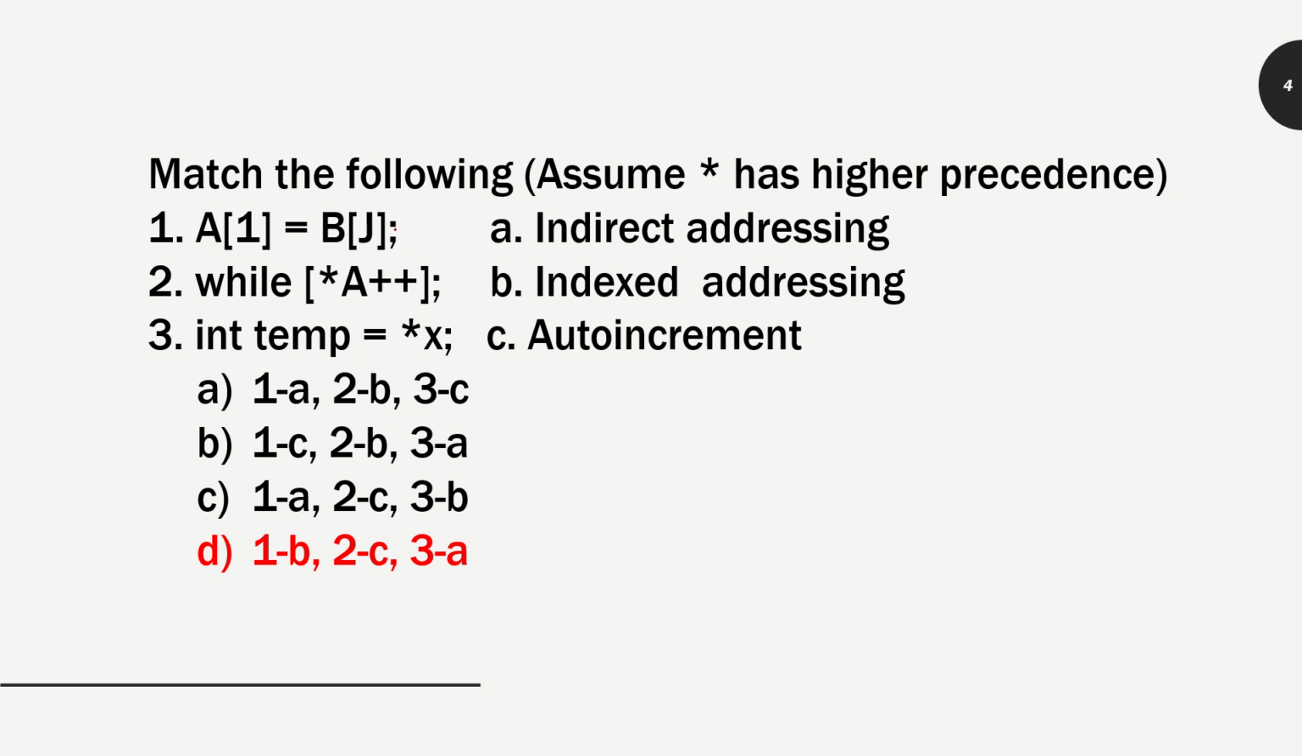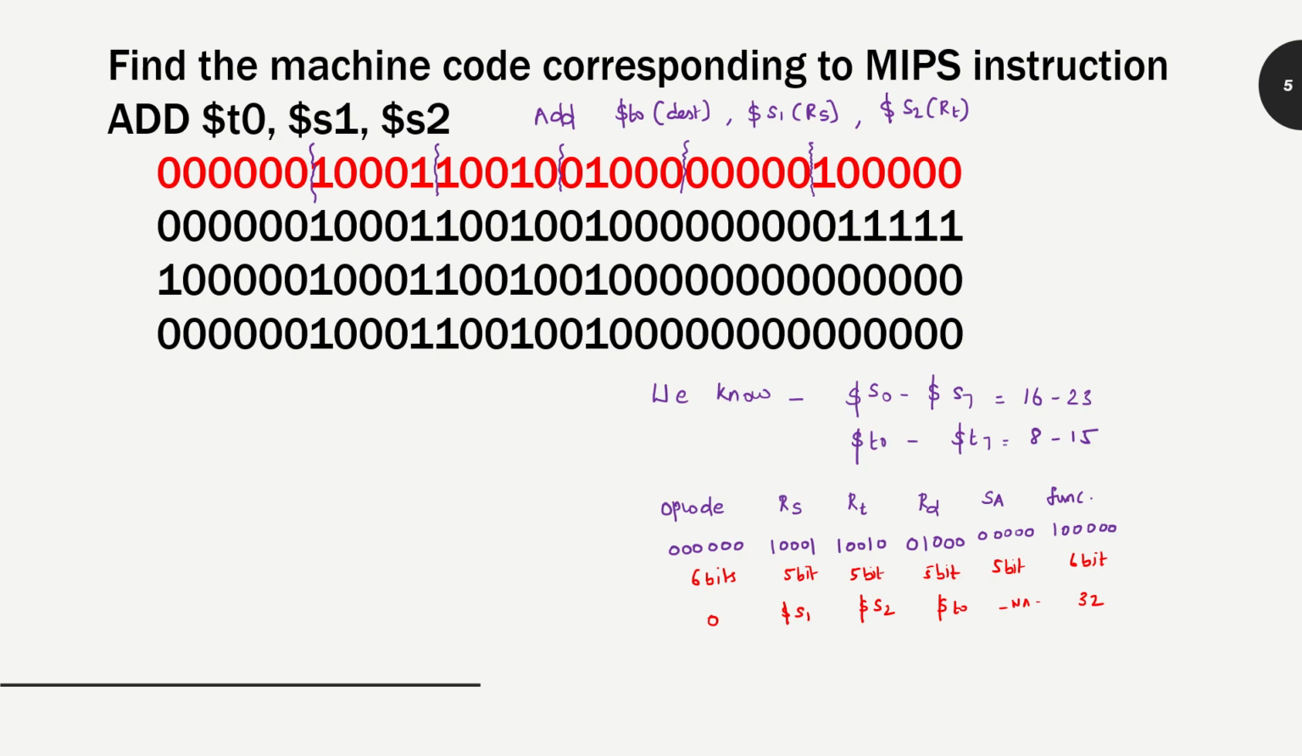Now let's match it easily. This is nothing but indexed addressing. Easily you can say that. And this is nothing but auto increment. A plus plus is there. Just close your eyes and increment it. This is indirect. That's all. Very simple. I hope you have done it in the exam.